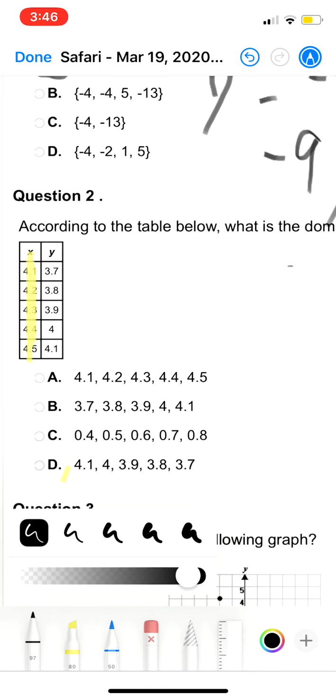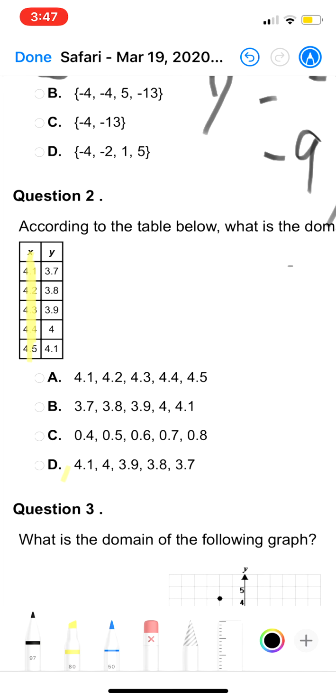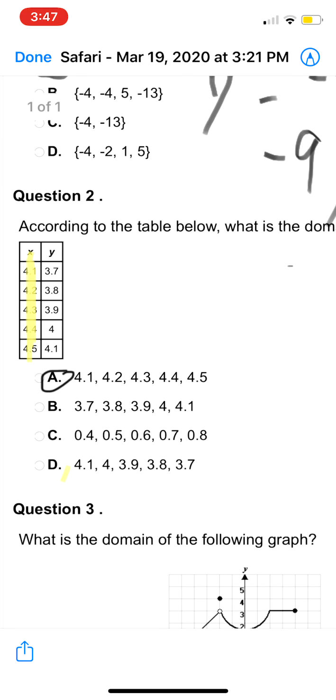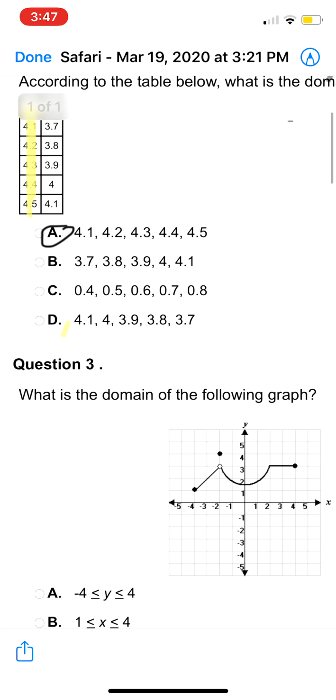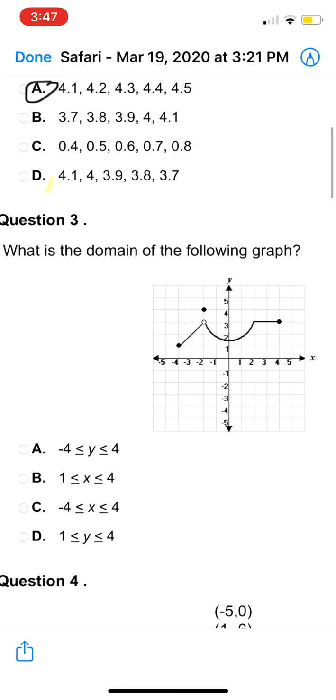There we go. So A says 4.1, 4.2, 4.3, 4.4, and 4.5. Well, that's exactly what I highlighted. So A must be my answer. Okay, so pretty simple, pretty straightforward. Just remember that domain are x values, range are your y values.